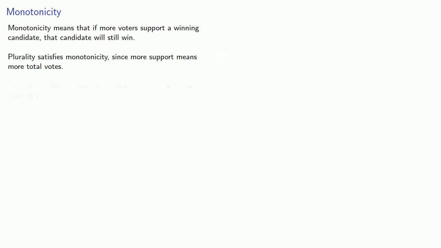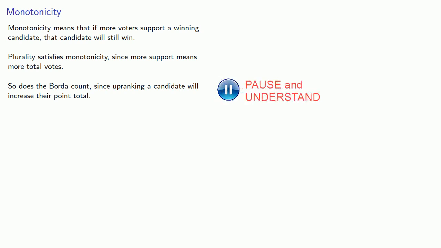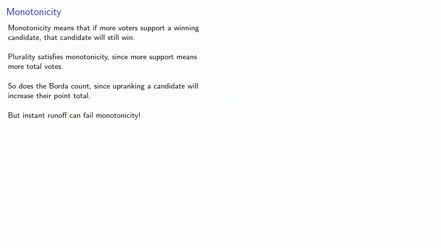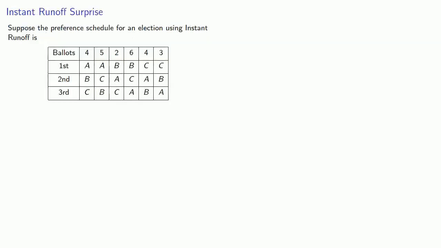The Borda count also satisfies monotonicity since more support means raising the rank of a candidate, and upranking a candidate will increase their point total. But one of the weird things that could happen is instant runoff can fail monotonicity. And one of the disconcerting features of instant runoff is the following.